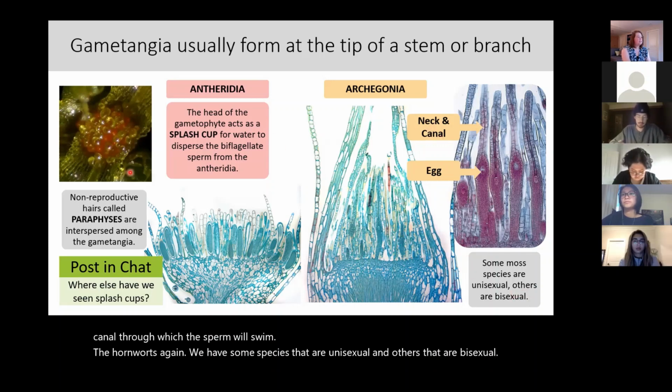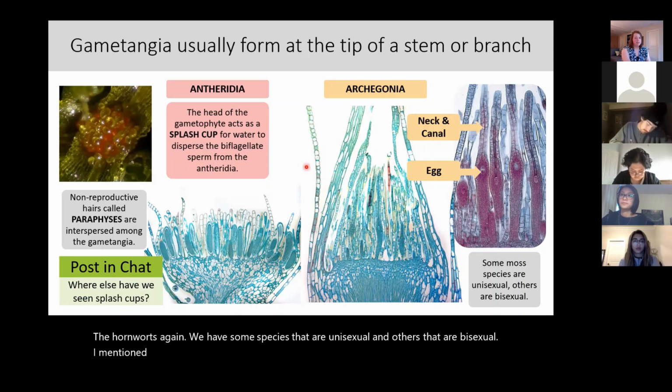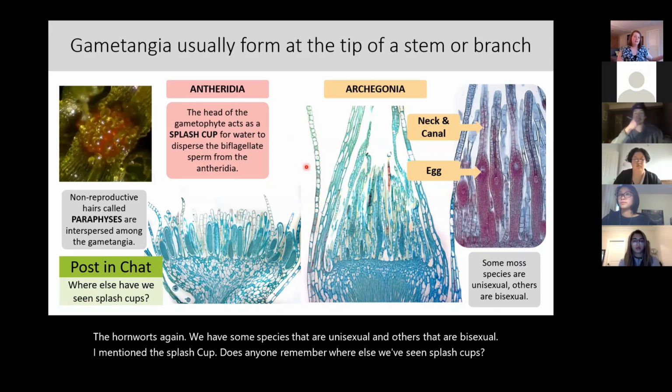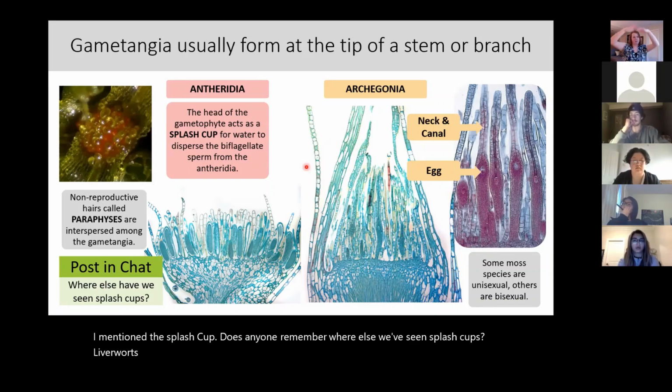I mentioned the splash cup. Does anyone remember where else we've seen splash cups? Liverworts, yeah, exactly. If you remember the sort of umbrella-like structure of the liverwort antheridia that acts as a splash cup as well.